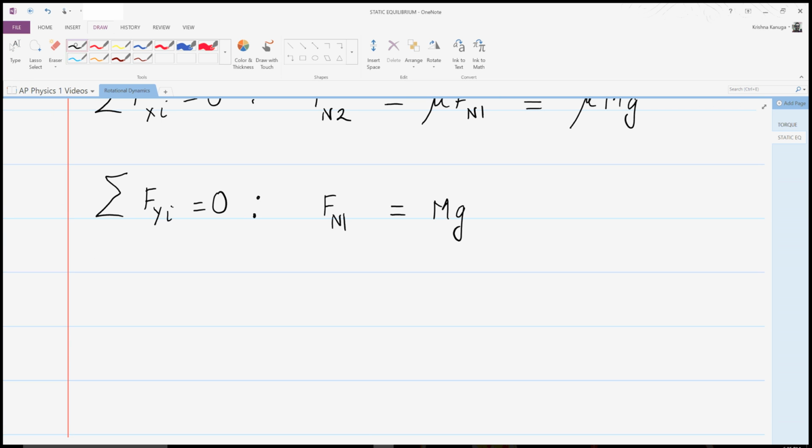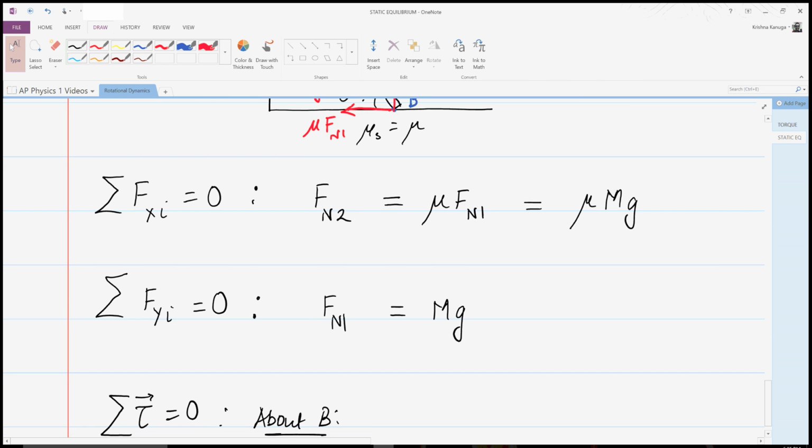We'll set the net torque equal to 0, but we'll do this about B because I think it'll be easier to do it about B.